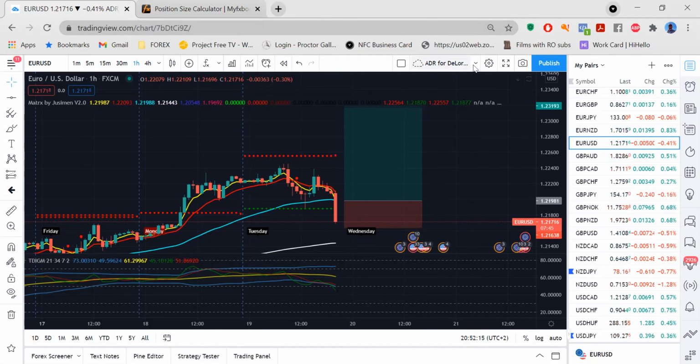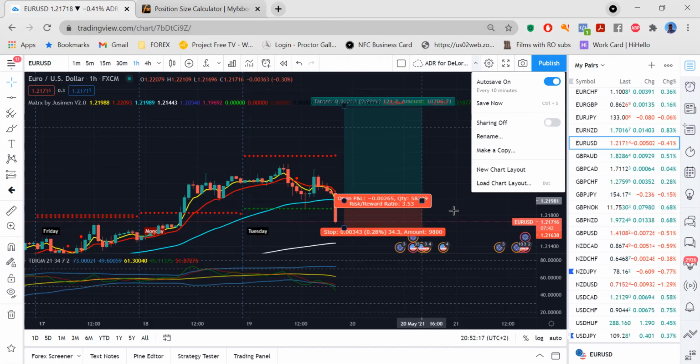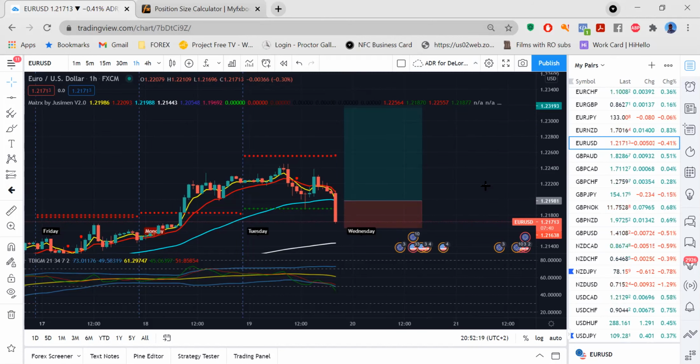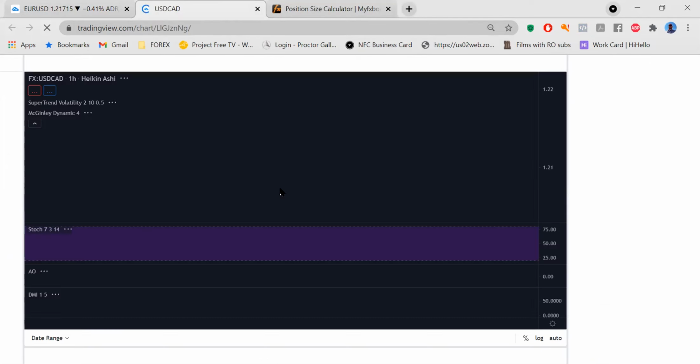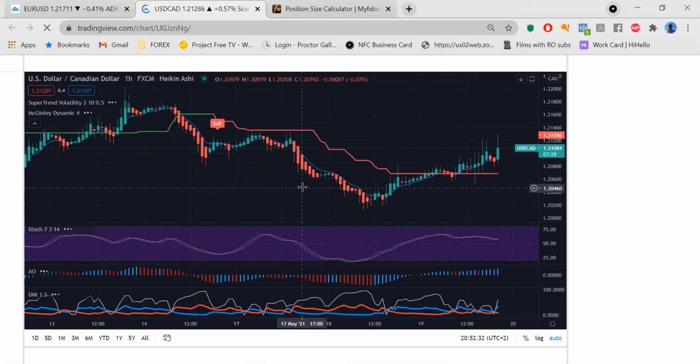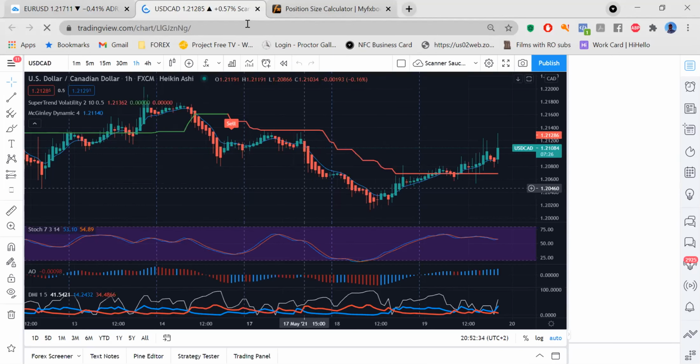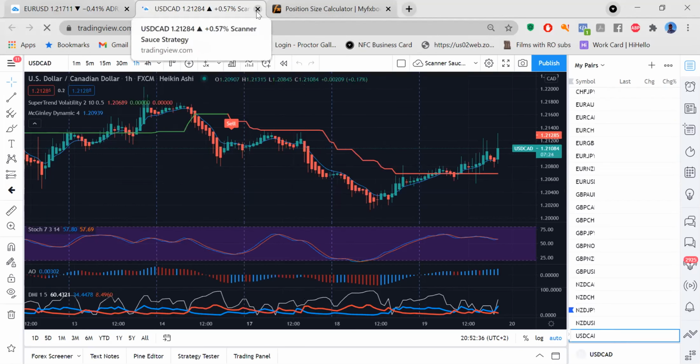The good thing with TradingView is that you can have your chart set up for different strategies. So take a look at all of these strategies. Each strategy has a different chart layout. Now, again, you're beginners, but I just want to show you that depending on which strategy you'll use, you'll have different chart setups. And TradingView makes that possible.